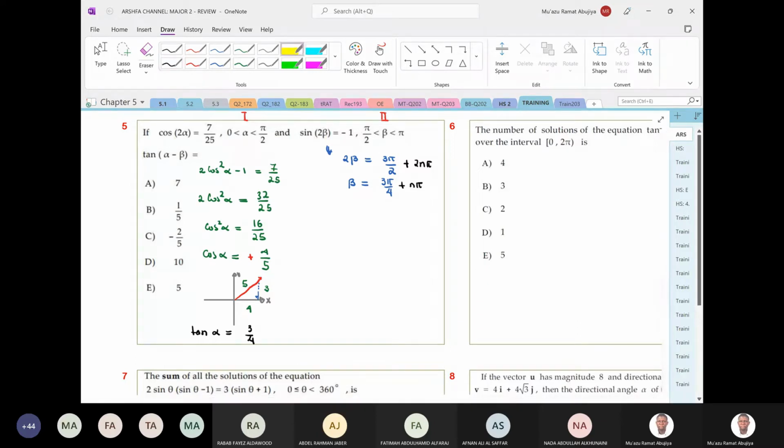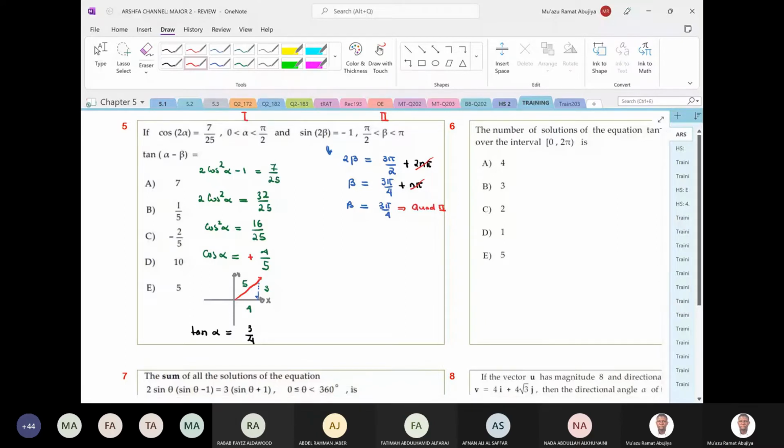Now, do I need this n pi any longer? I don't think I will need it. You know why? Because it tells me that beta is in quadrant number 2. So in quadrant number 2, I don't need this one again, but the general solution will contain that. So I don't need this one because I am in quadrant number 2. Therefore, our beta is equal to 3 pi over 4, which implies that we are talking about quadrant number 2.